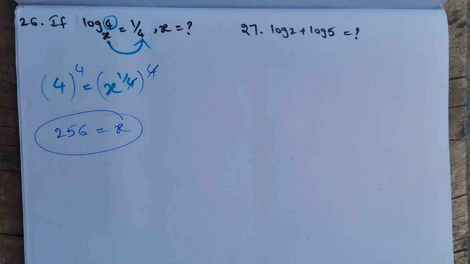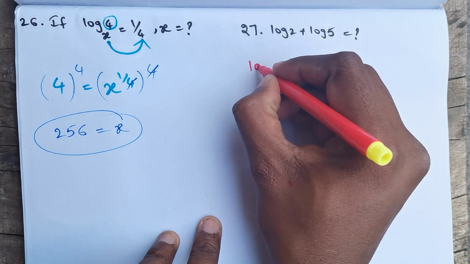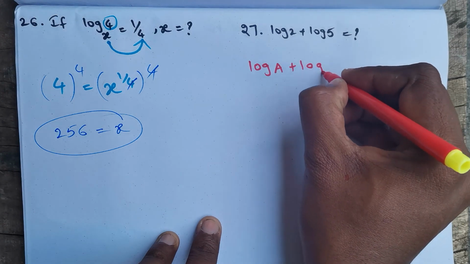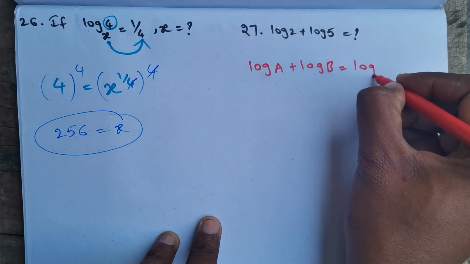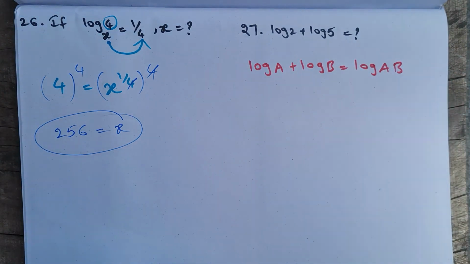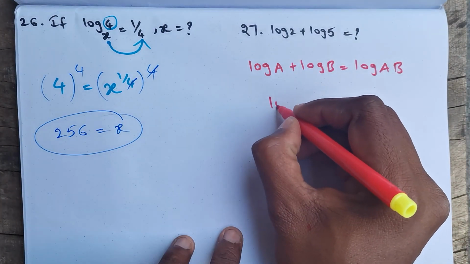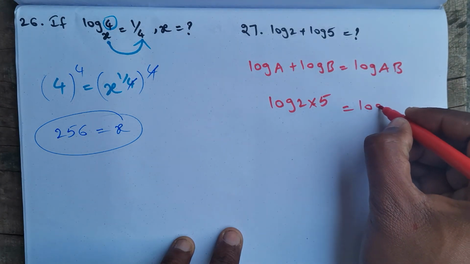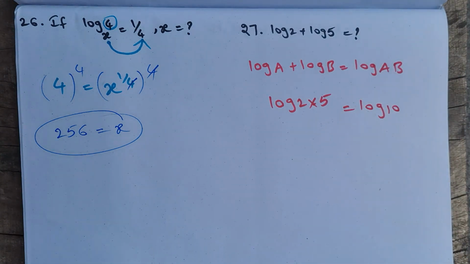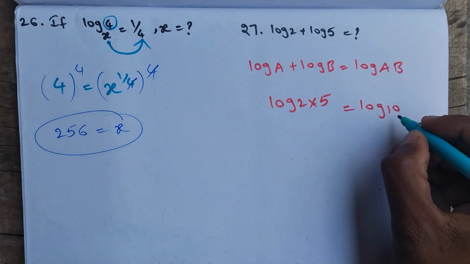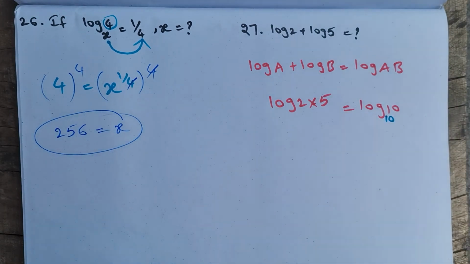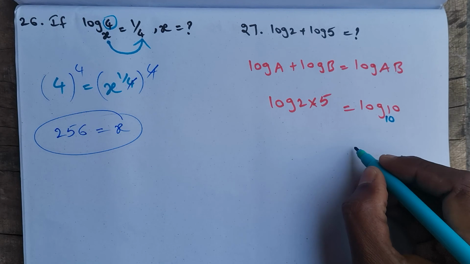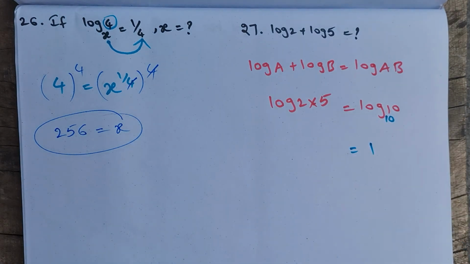Next question number 27 is one of the easy questions. Log 2 plus log 5. It is in the form of log a plus log b. Log a plus log b is nothing but log a into b. The same way log 2 plus log 5 is log 2 into 5, which equals log 10. As I said in the previous question, if no base is given, then the base will always be 10. Log 10 base 10 value is 1. So the value of log 2 plus log 5 is 1.